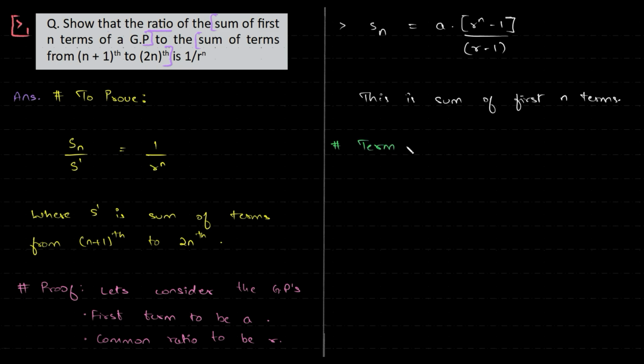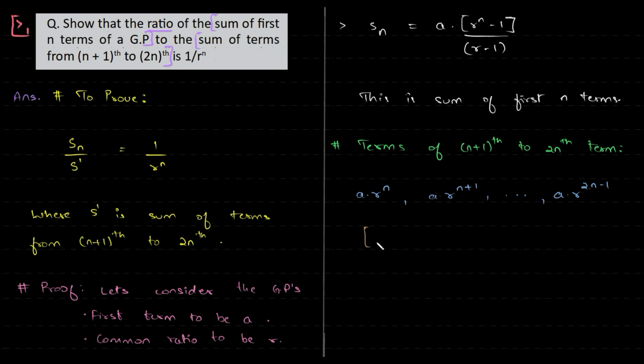So first, let's write the terms of n plus 1th to 2nth term, right? So how will that look? We have a into r to the power of n, then we have a into r to the power of n plus 1, and so on and so forth till a into r to the power of 2n minus 1, right? How is it that we got this?